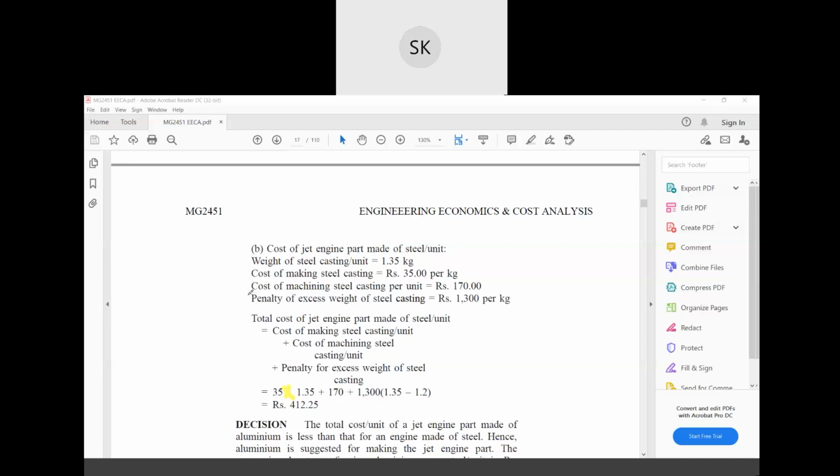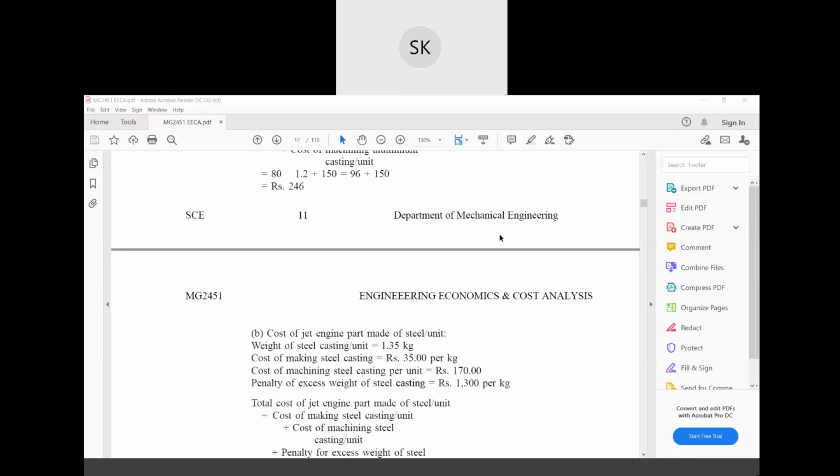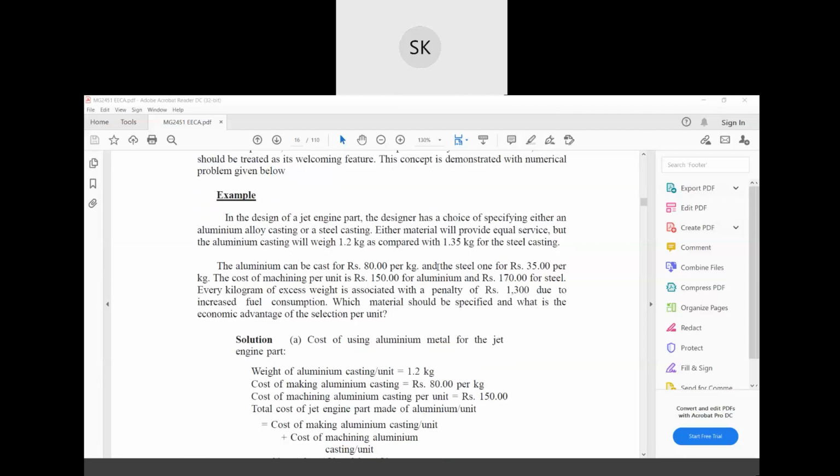See, earlier the weight was 1.2, but the steel weight is more, right? So how much is the excess? That will be multiplied with the 1300. If you see the question, when you compare the cost, there should be the same weight, right?